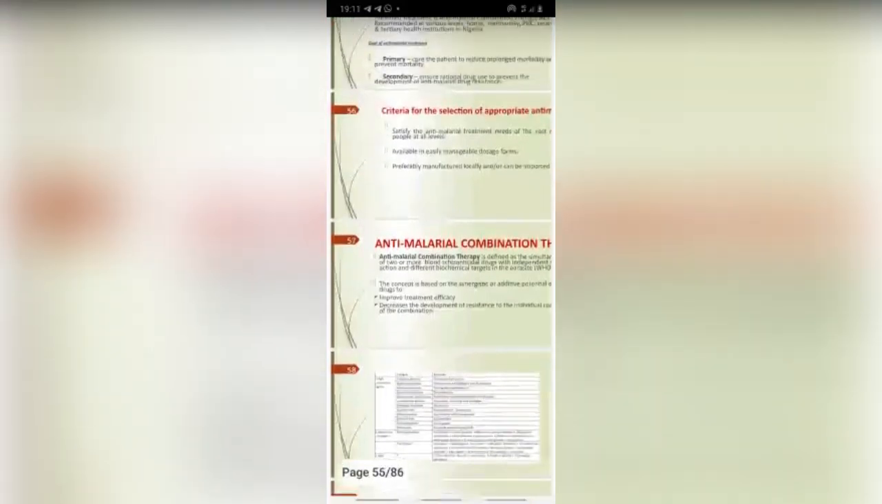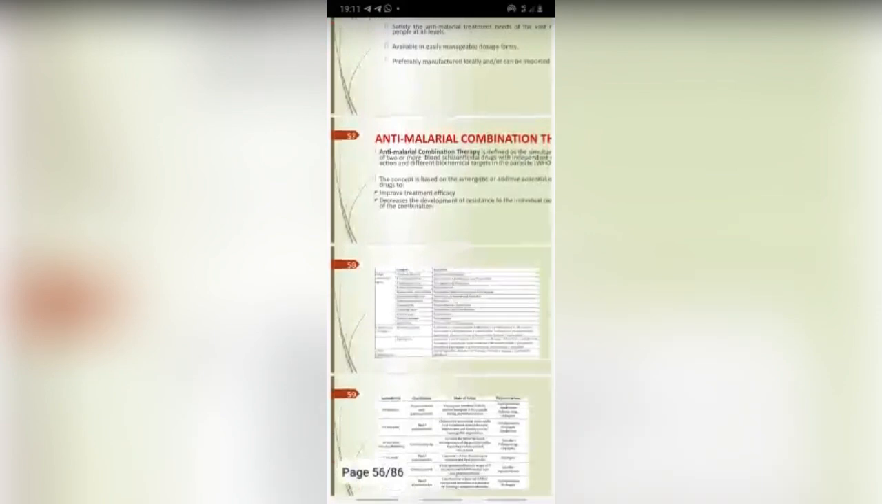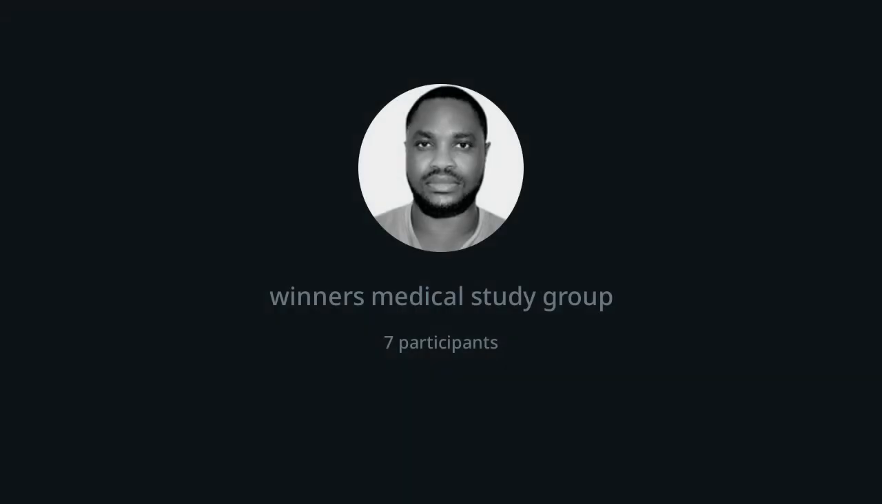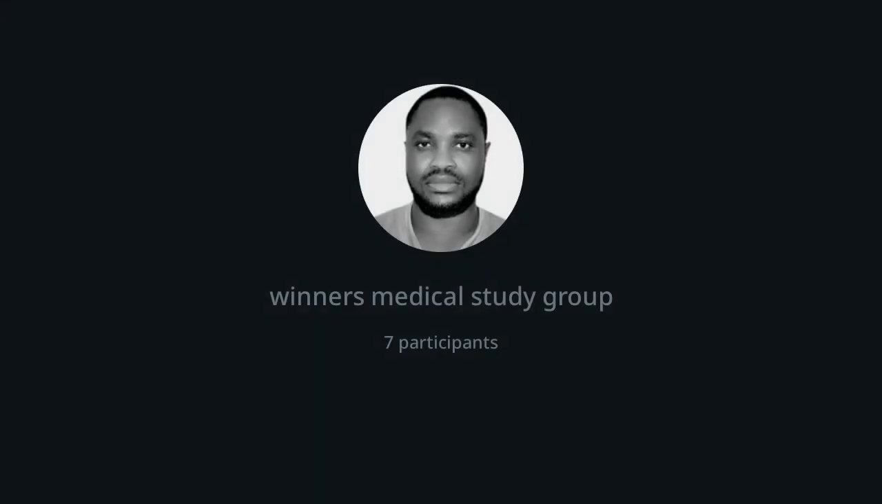So for anti-malaria combination therapy, the concept of this was based on synergistic or additive potential of 2 or more drugs to improve treatment efficiency and to decrease the development of resistance. So you have treatment of uncomplicated P. falciparum malaria. We have the use of the artemisinin-based combination therapies. We have artemether-lumefantrine, which we commonly use. Artemether-lumefantrine is your Coartem, your Lunat-DS, your Lokmal, and all of that. Those are artemether-lumefantrine. We have artesunate amodiaquine. That one is your camosunate.